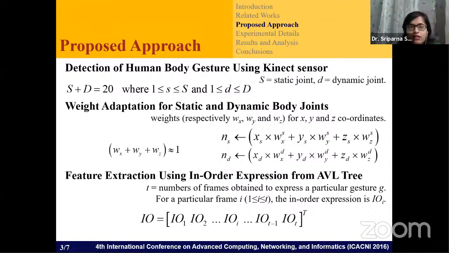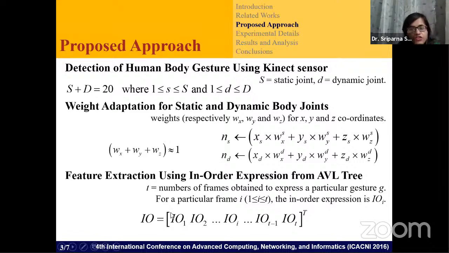So in this particular scenario, there can be some static joints and some dynamic joints. The Kinect sensor represents the human body as 20 body joint coordinates. When the person is performing the sign languages, some joints can move, so those will be the dynamic joints. Some joints cannot move, so those will be the static joints. As the human body is represented by the 20 body joint coordinates, the summation of the static and the dynamic joints will be 20.